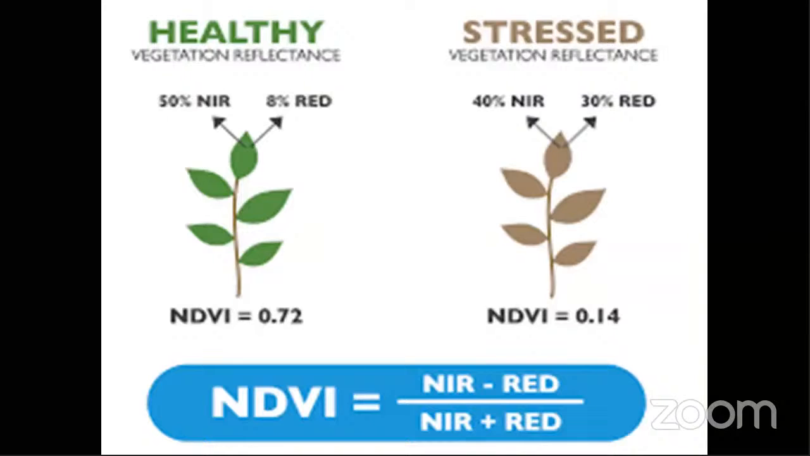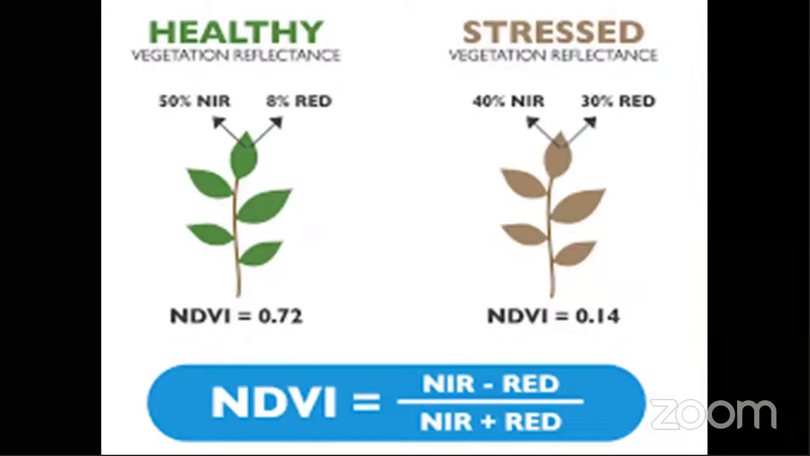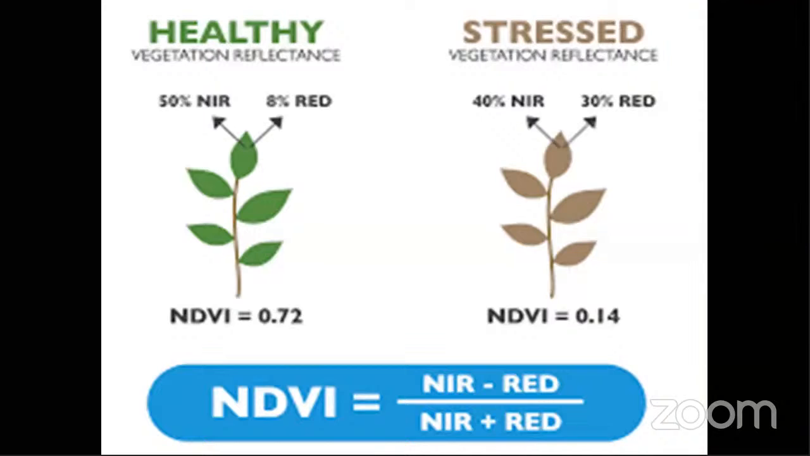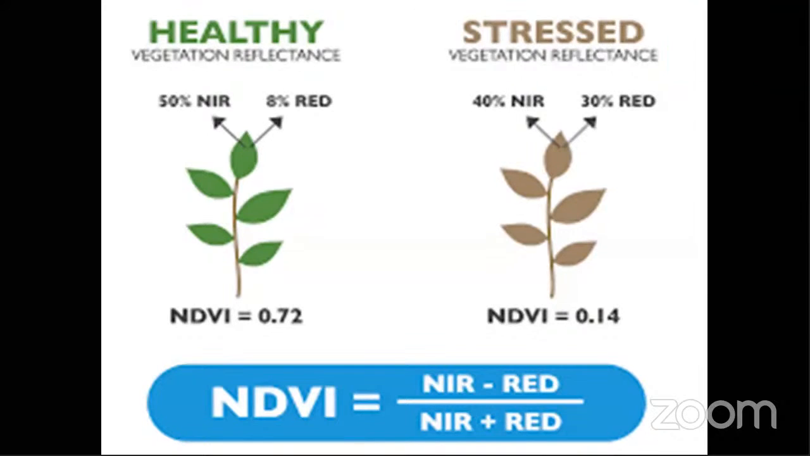Arrangement of electromagnetic radiations. What are the different radiations there? What are the different wavelengths? What is the visible range? 400 to 700 nanometers, sir. Then tell me in microns. 0.4 to 0.7. Okay, that is visible.